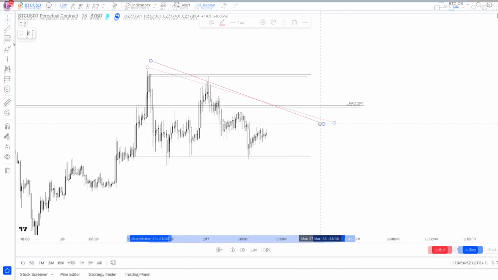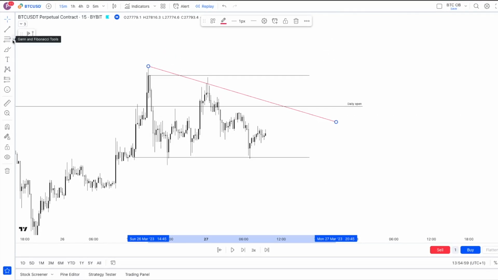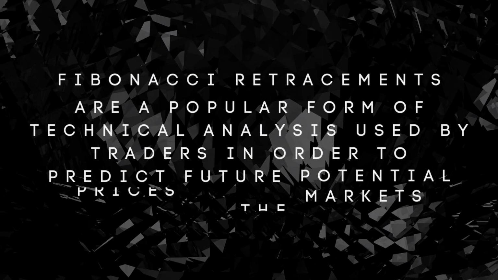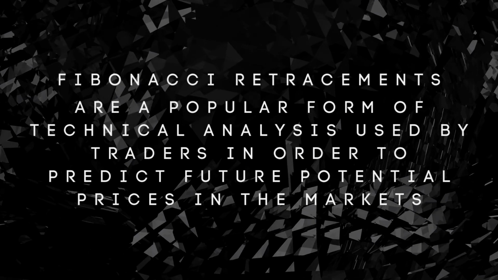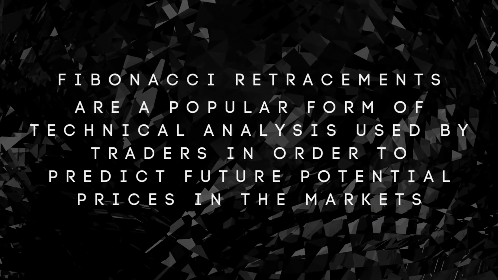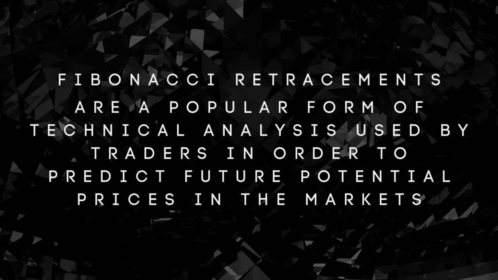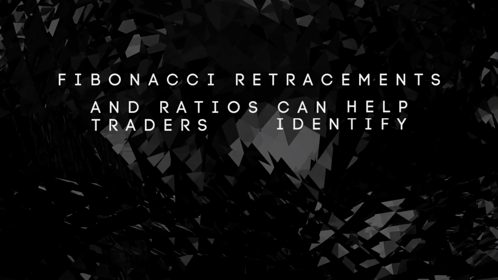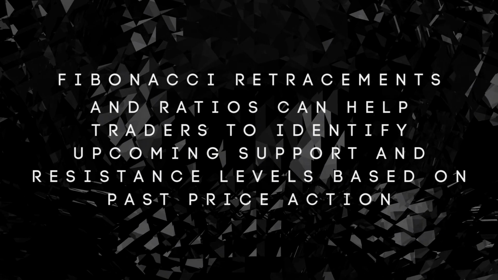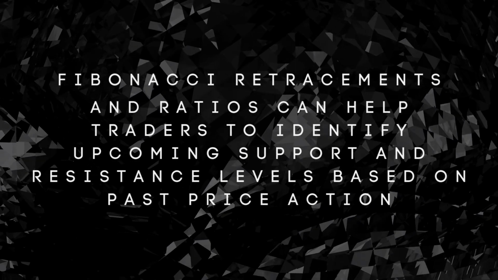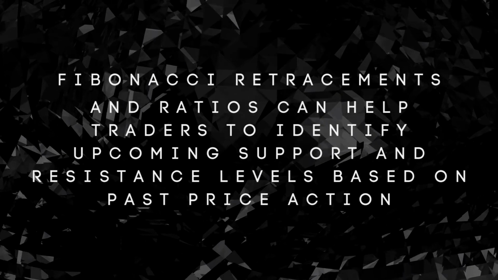So what do I look to do? As you know, I love to trade the Fibonacci golden pocket. Now, Fibonacci retracements are a popular form of technical analysis used by traders in order to predict future potential prices in the financial markets, as we know. If you use them correctly, Fibonacci retracements and ratios can help traders, you and I, to identify upcoming support and resistance levels, which is based on past price action.